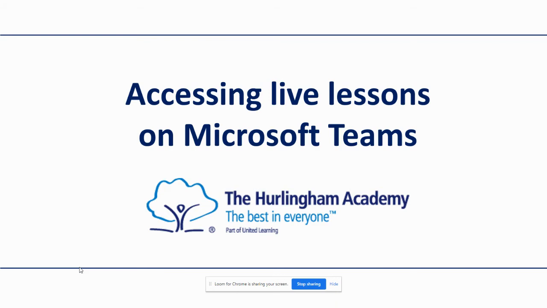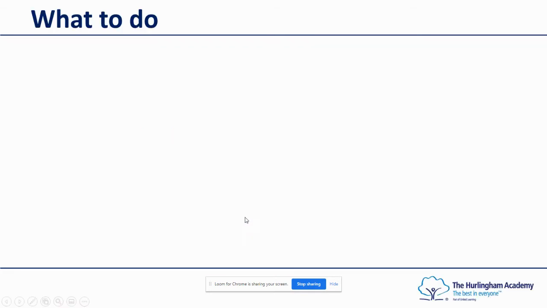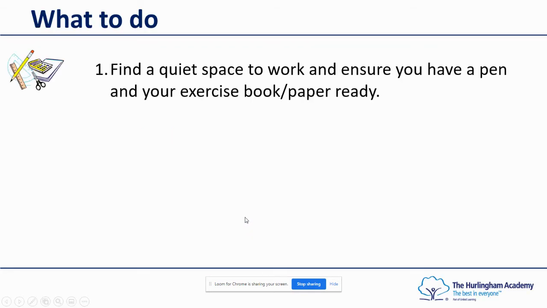Access your lessons on Microsoft Teams. I'm going to talk you through the process and then I will show you what to do. So the first thing that we need to do is to find a quiet space to work and make sure that you have your pen and your exercise book or any paper that you need ready. You should also turn off your phone and make sure that you're away from any distractions.